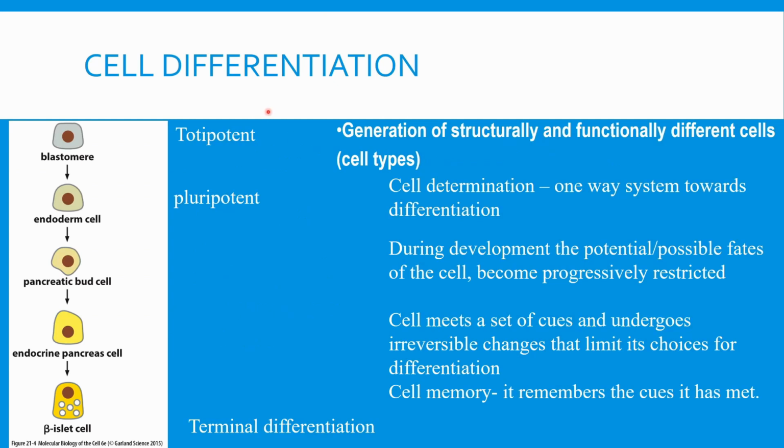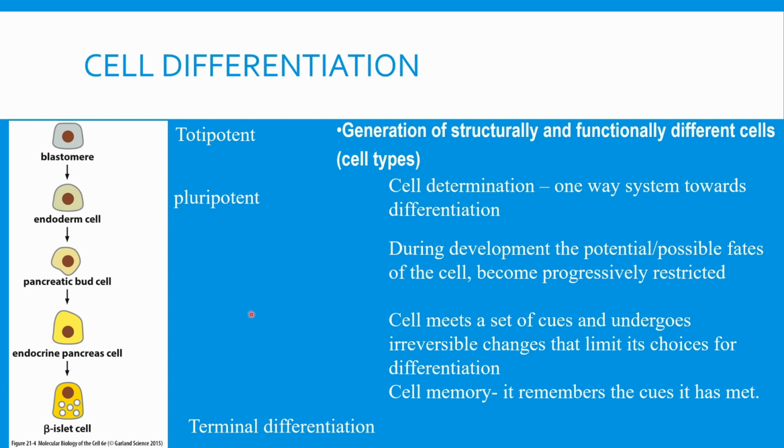So just a few words on cell differentiation. It is the generation of structurally and functionally different cells. It typically occurs over time and in several steps. We have an example here of a cell from the blastomere in the early embryo up to forming a beta islet cell in the pancreas. And you see that it goes through many steps. It becomes specified to become an endoderm cell. It becomes specified to become a pancreatic bud cell, and more specified to become an endocrine pancreas cell. And from this pool of cells, we get beta islet cells. And along the way, we have many rounds of cell division.